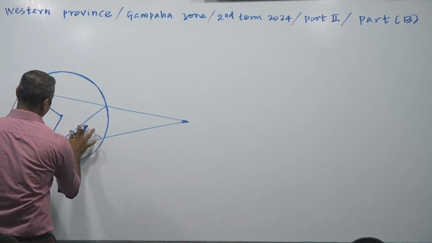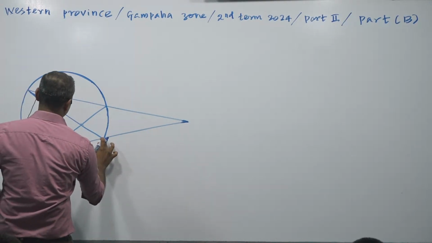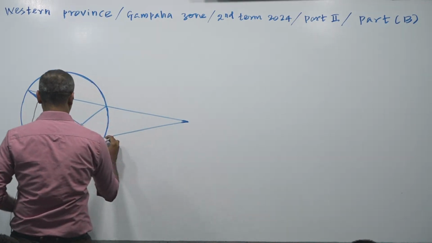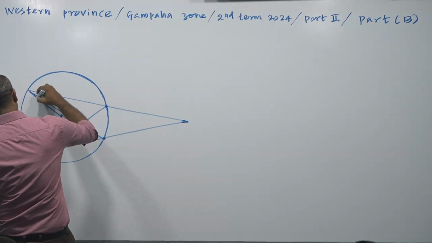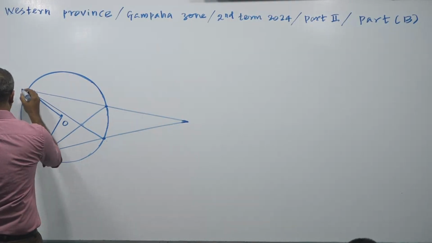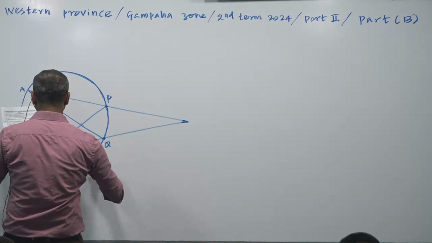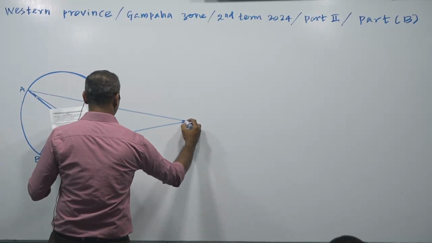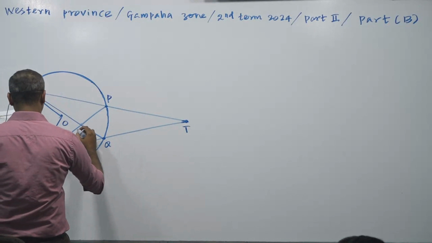This is the diagram. Draw the diagram first. O is the center of the circle. A, B, P, Q are 4 points on the circumference of the circle. AP produced and BQ produced meet at T. AQ and BP intersect at M.